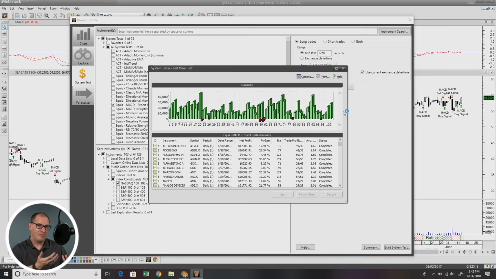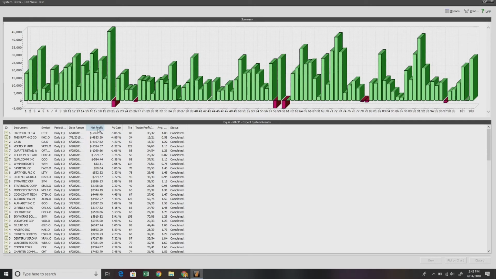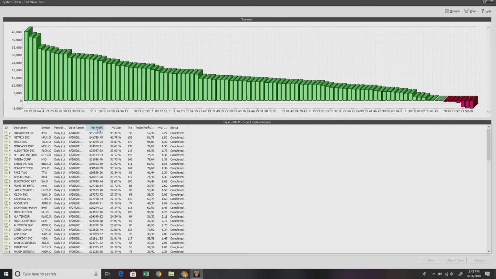Now, there's a lot of information that's available in the System Tester. We're going to cover some of the information that's available to you in here. So let's just look at this. We have a list of all the stocks here alphabetically right now. But what I can do is come in and rank by net profit. I can see which one traded best over time.